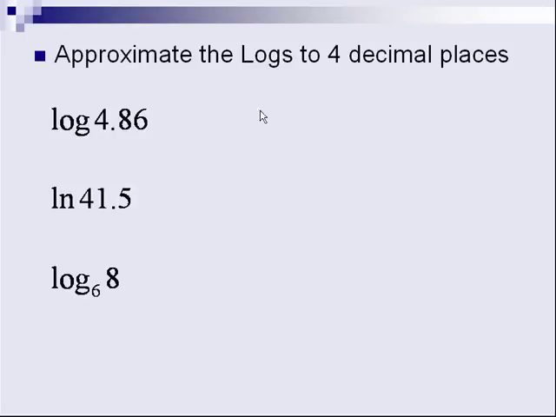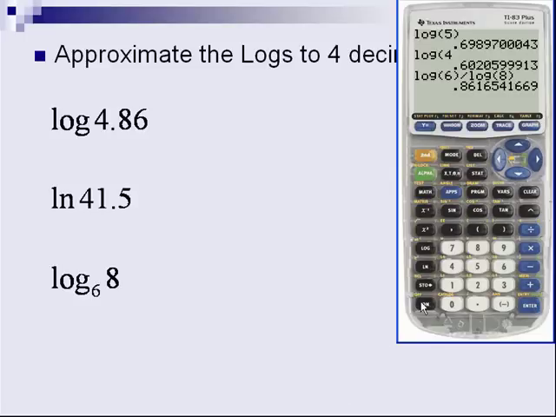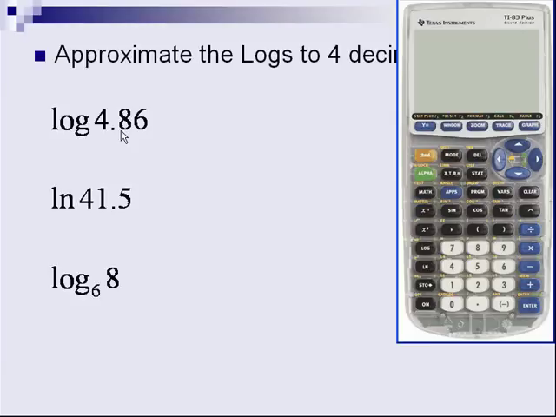Approximate the logs to 4 decimal places. So the log of 4.86. So let's go ahead and take a look at that one. I'll bring up my calculator here and just type that in. So on this one we have the log of 4.86. I'll go ahead and type log. Notice right here next to the 7, that's where I have log, and then 4.86. I'll put that in, and there's 0.6866. So rounded to 4 decimal places, 0.6866, and then we don't round up because that's a 3.